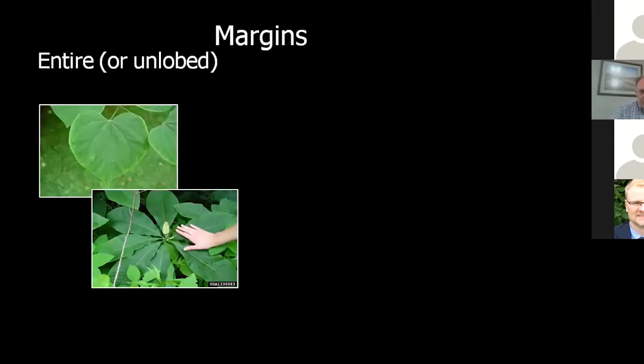Okay, the next one is going to be the leaf margins. All right, and the leaf margin, this is what we refer to as entire or unlobed. Entire simply means you can go all the way around this without running into any indentations. Again, on this leaf, you can go all the way around, no indentation. All the way around, no indentation. So that's entire or unlobed.